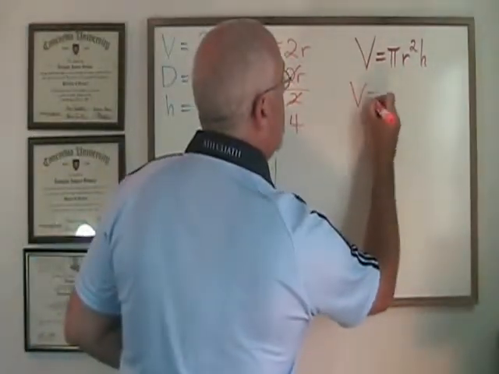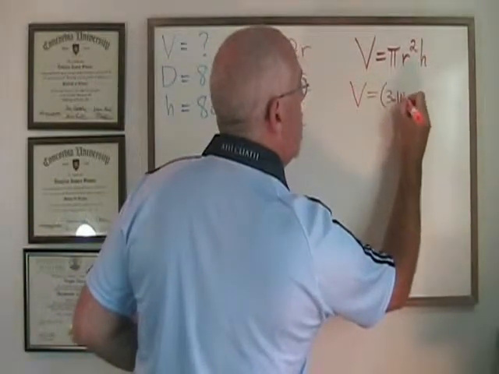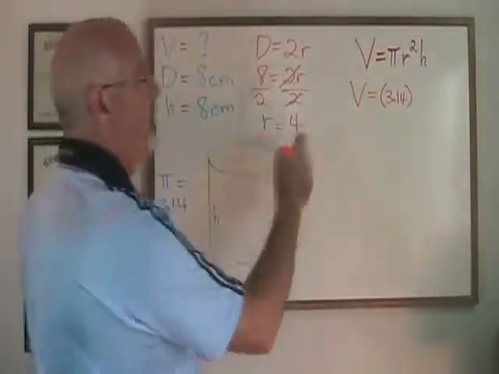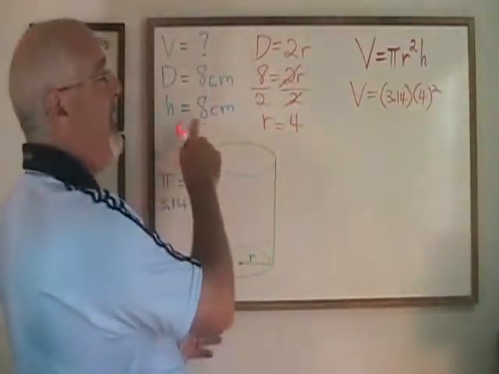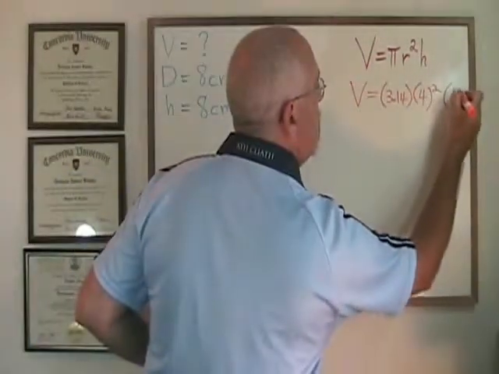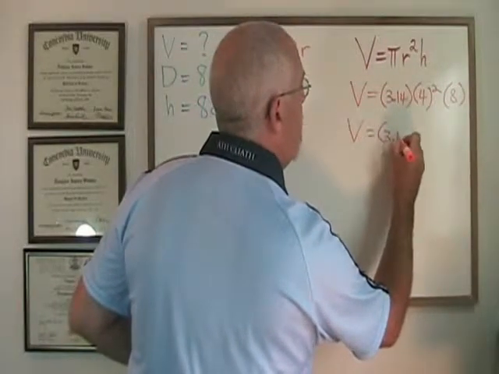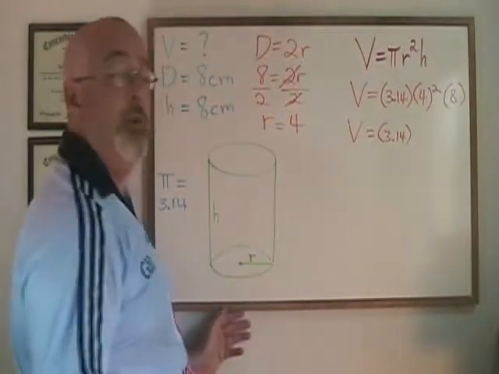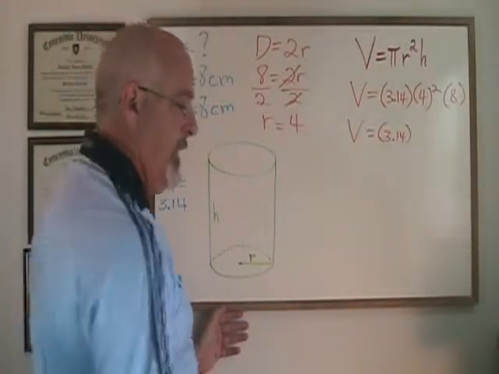V is our unknown, pi is 3.14, r squared is 4 squared, and h is 8. Four squared is 16, and 8 times 16 is 128.